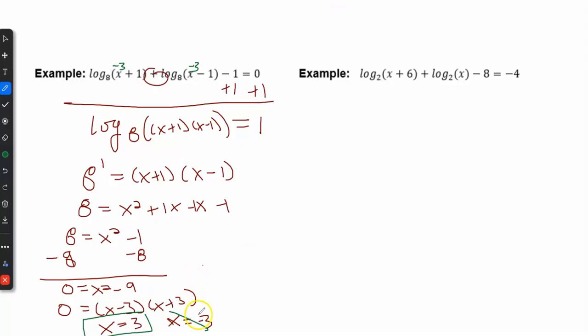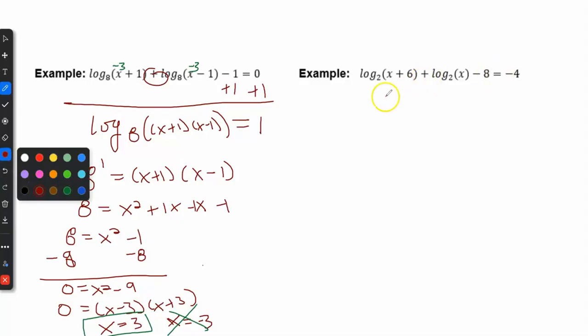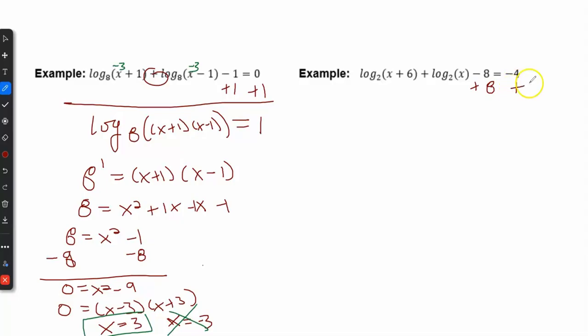This negative 3 does not work, however you want to show that. But the negative 3 does not work. The positive 3 does work. Similar setup to that is what we have over here. I'm going to add 8. I get a 4. And I want to write this as 1 log.